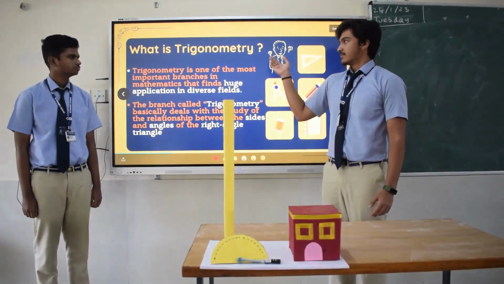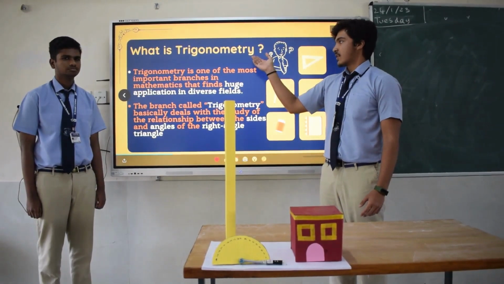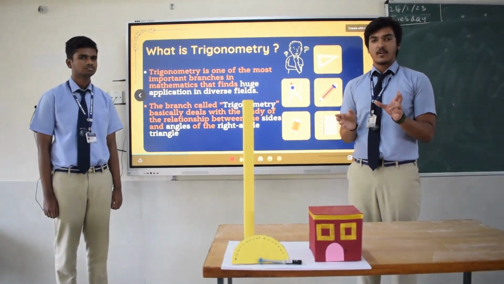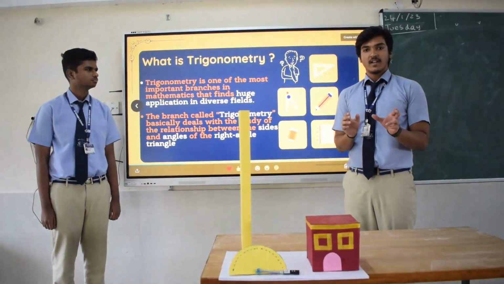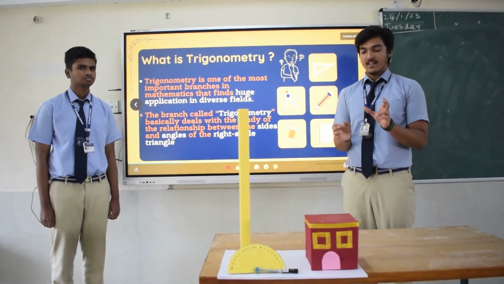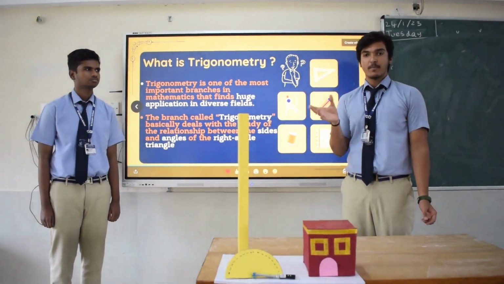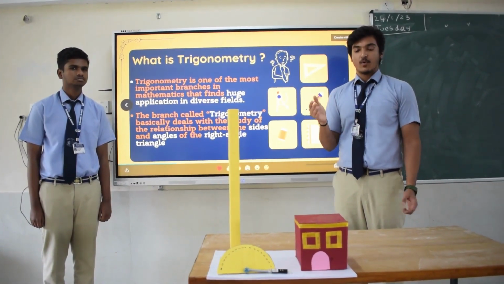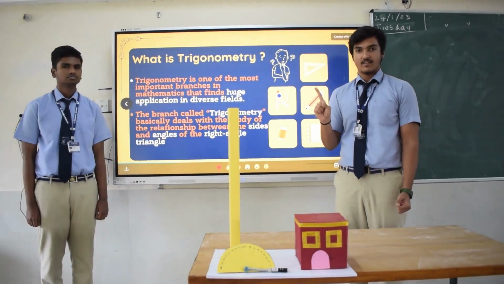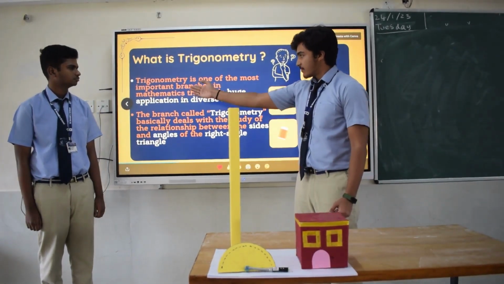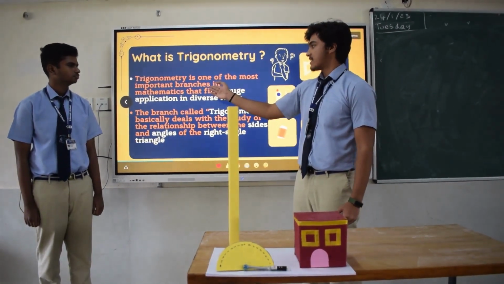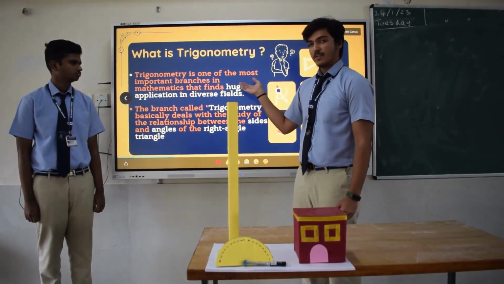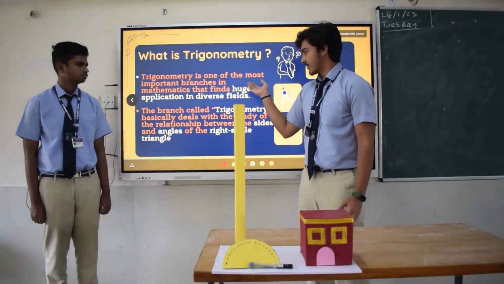What is trigonometry? If we take this word, its origins go back to the Greek language. We can break it down into two separate words, trigonon and metry. Trigonon translates to triangle, and metron or metry means to measure. So basically trigonometry means the measures of a triangle. What can we measure in a triangle? The angles and sides. The first line says trigonometry is one of the most important branches in mathematics that finds huge application in diverse fields. So from this we know how important trigonometry is.